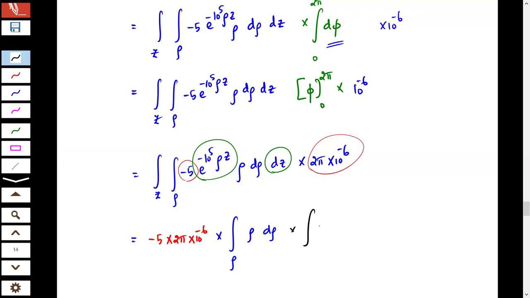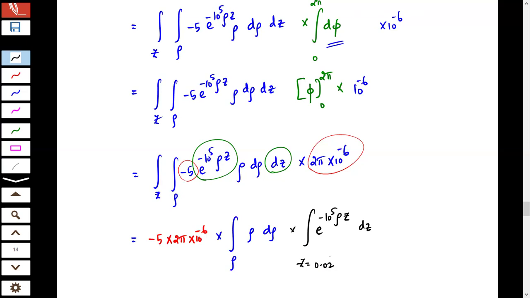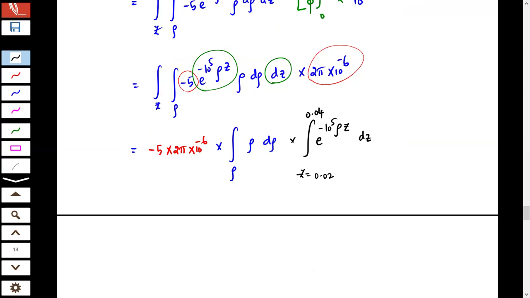So integration e power minus 10 power 5 rho z dz, and the limits for z is from 2 centimeter to 4 centimeter. So it is 0.02 to 0.04. After doing this, we can come back to rho integration because this expression has rho in itself. After applying the limits, only z will be eliminated. Rho will be there remaining as it is. With that variable rho, we have to perform integration for rho. So let us do that.